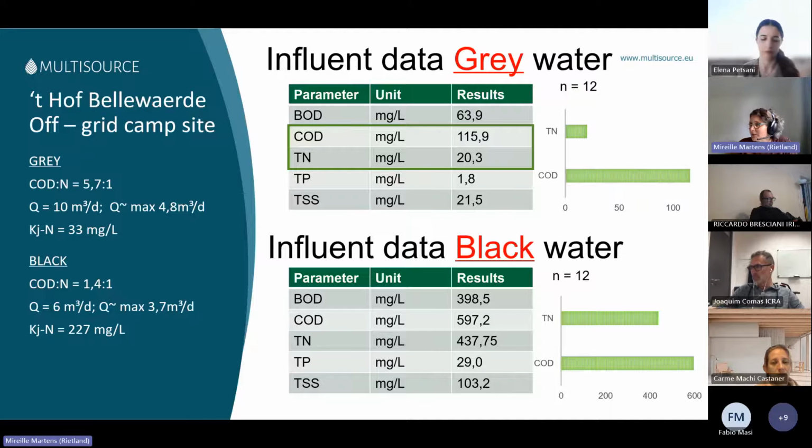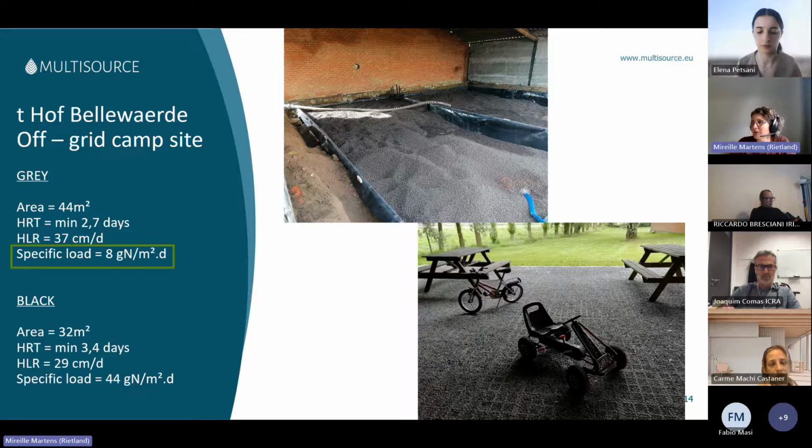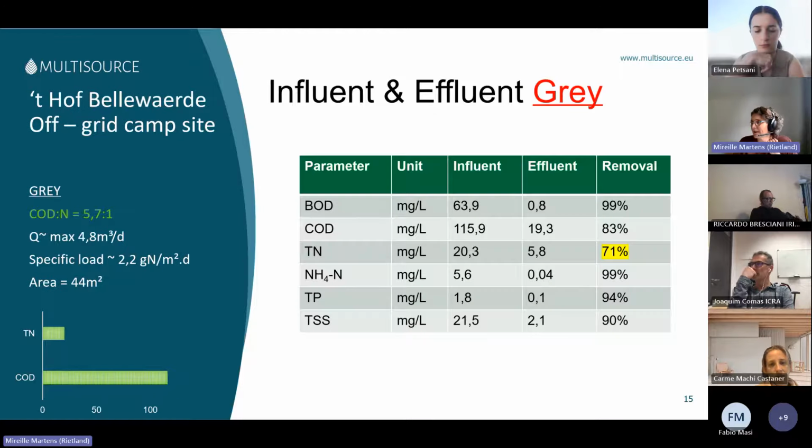But the specific load, we have designed it for 8 grams nitrogen per square meter per day for the gray water. But for the black water, it's way higher. It's 44 grams nitrogen per square meter per day. But this is how we designed it. Also, we have calculated how much water they use, but apparently the use of water is quite different than we thought it would be. But these are the design parameters we used.